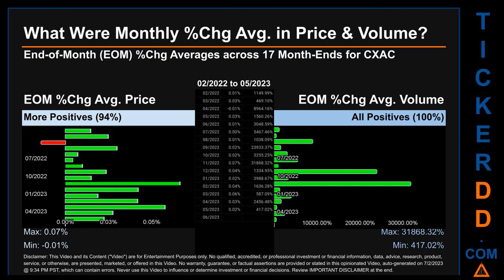Price saw an end-of-month max of 0.07% in average percentage change along with a minimum of -0.01%. For volume, the maximum and the minimum monthly percentage change were respectively 31,868.32% and 417.02%.